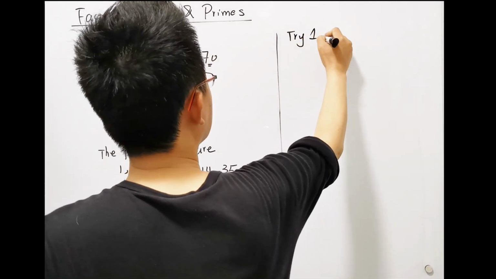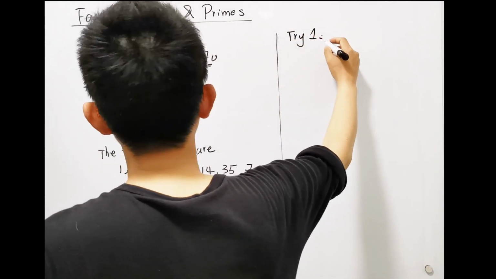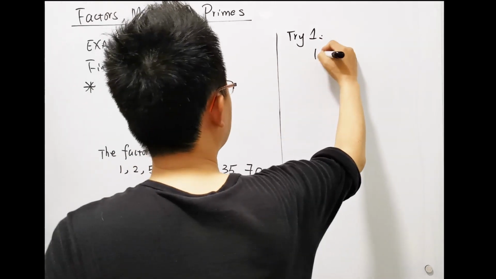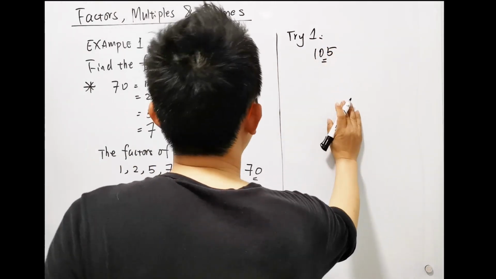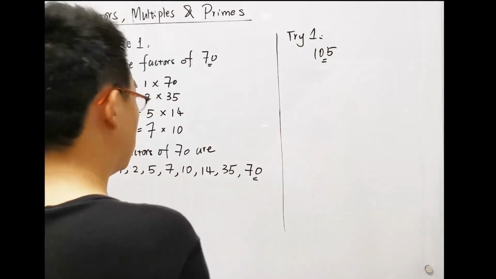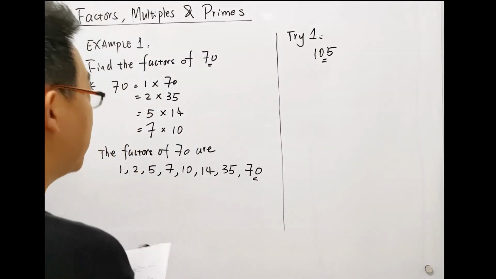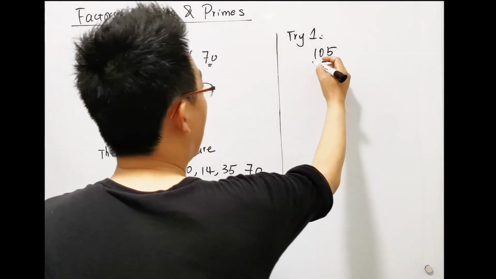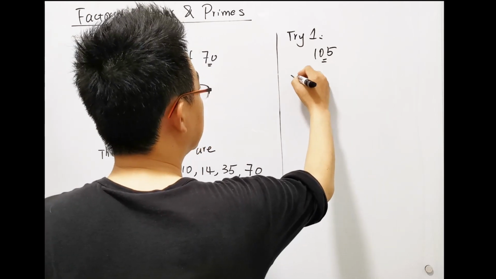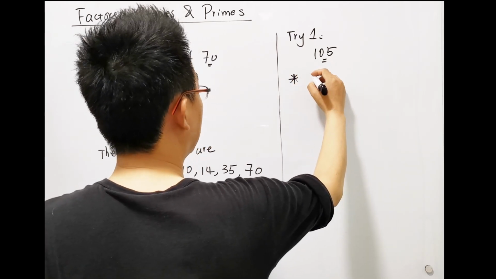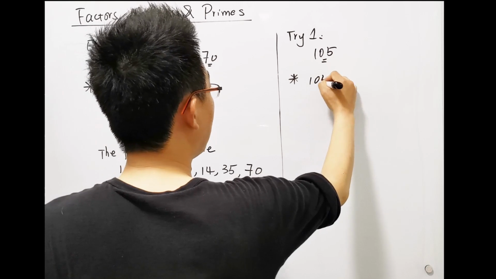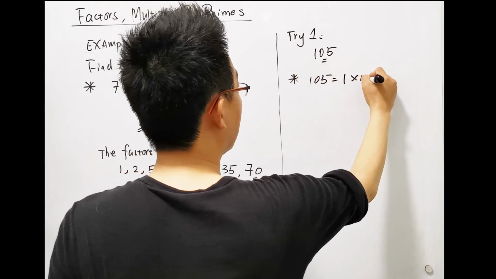Try one. Let's look at the factors of 105. How many factors do we have? We can use the same method. So we find the factors of 105. We started with 1. 105, of course, is 1 times 105.